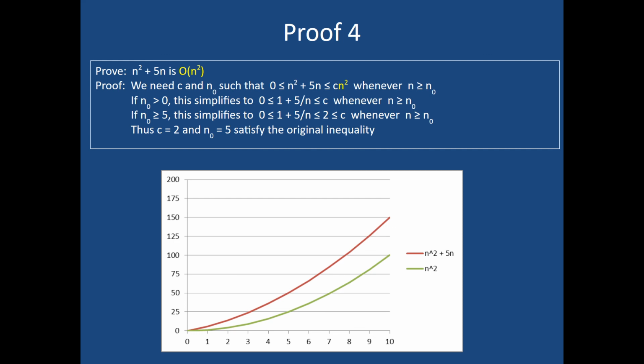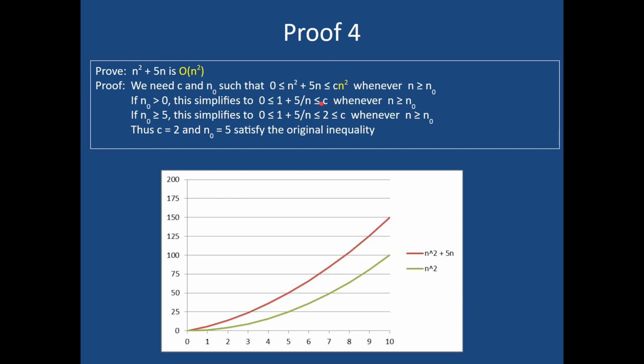So I've been skipping my derivations up here. We've got this inequality we have to show. As long as we make n naught positive, we can divide through by n squared, and we get 0 less than or equal to 1 plus 5 over n less than or equal to c. Okay, so far so good. And then why is this assumption that n naught is greater than or equal to 5 made? Because then we can say that 1 plus 5 over n is less than or equal to some constant.